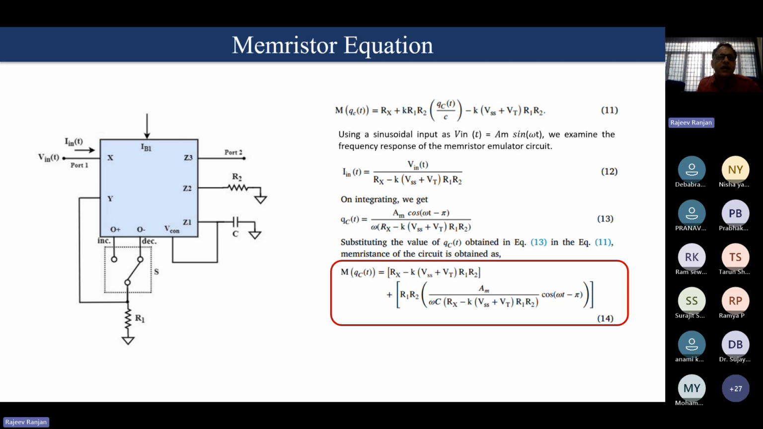Now, to examine the frequency response of the Memristor circuit, we have derived the equations. We get this by substituting equation 13 in equation 11. So the Memristor circuit is obtained as Rx minus K V_SS plus V(t) R1 R2 plus R1 R2 A_M omega C Rx minus 1 B_M plus V(t) R1 R2 cos omega t into pi. So equation 14 is obtained after considering the frequency response of the Memristor emulator circuit.